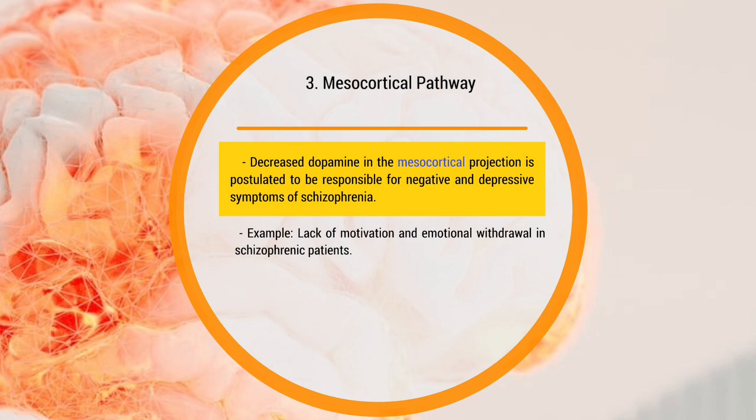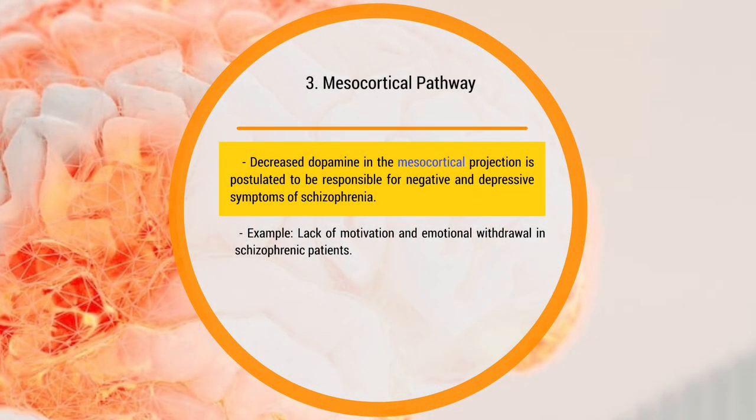Then we move on to the mesocortical. So if in the mesolimbic you had too much dopamine, in the mesocortical you have a lack of dopamine. If you have a lack of dopamine or decreasing dopamine, a mesocortical projection is postulated to be responsible for the negative symptoms and depressive symptoms of schizophrenia. For example, lack of motivation, emotional withdrawal in schizophrenic patients.